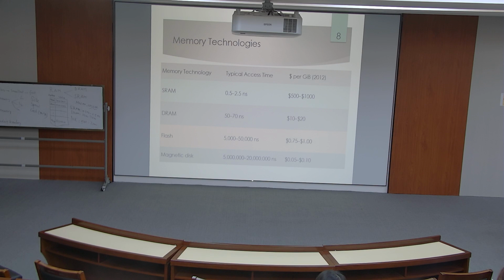We have a clear summary about the memory technology. This includes the typical memory access time and the cost per GB. So this is just what we learned previously. We have the SRAM, which has a very low memory access time. Second comes the DRAM, and you see that the cost per GB decreases as the size of the memory increases and the speed of the memory decreases. We have the flash memory and magnetic disk.